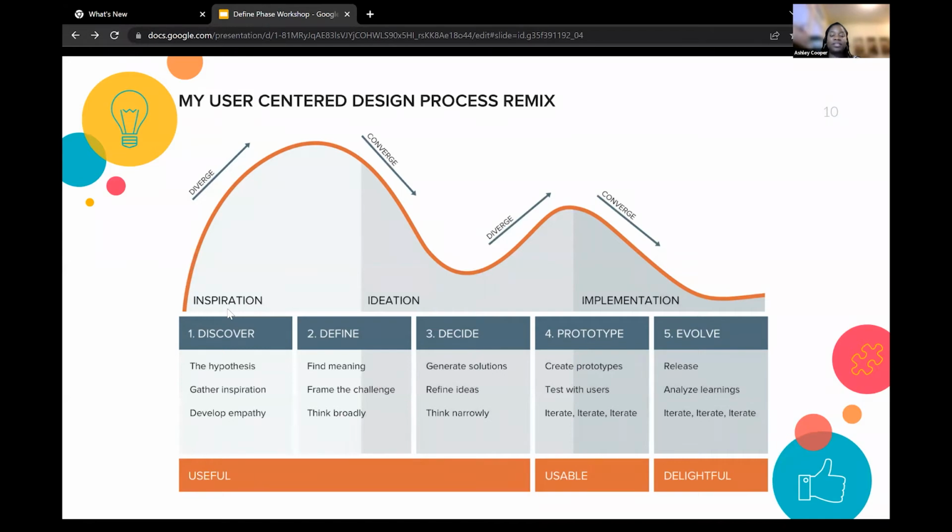Now, I wanted to kind of revamp what you were going to be going through and seeing all the stages at once. So right now you are transitioning from number 1, the discovery phase, to number 2, the define phase. And in that discovery phase, you're doing divergent thinking. And now we're going into convergent thinking, where we're going to be finding the meaning of our research, framing the challenge, and thinking broadly. And after the define phase, we'll move into divergent thinking again, where we'll generate solutions and refine ideas and think narrowly.